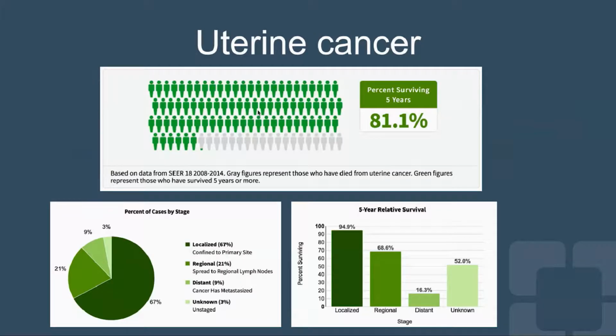So uterine cancers in general have a very good prognosis, especially if they're well localized. 81% of all comers have a 5-year survival, but you can see if it's localized just to the uterus, and the majority of these are, so if we catch them early, 94.9% of women have a great 5-year survival.